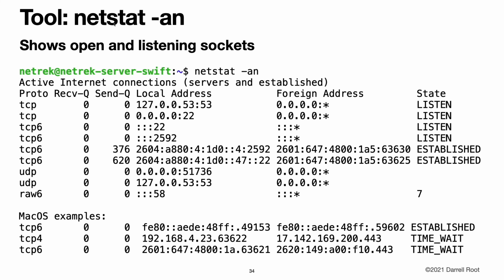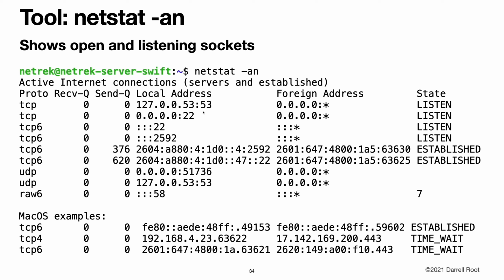The reason I'm mentioning these states is you can actually see them in command output. Here is the netstat -an output. Netstat is a utility tool which exists both on Windows and on Unix, including macOS and Linux. It shows open and listening sockets. I execute netstat -an, and you can see that my server is listening on port 53 on the loopback address.